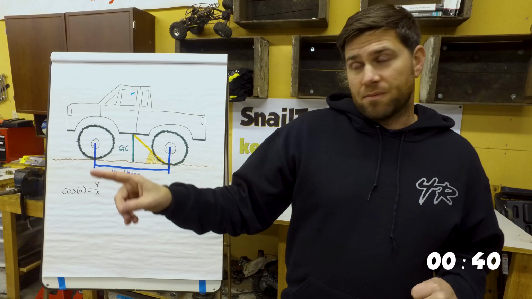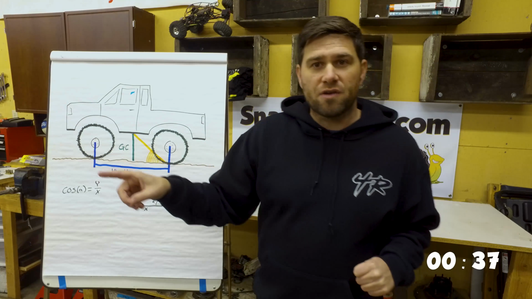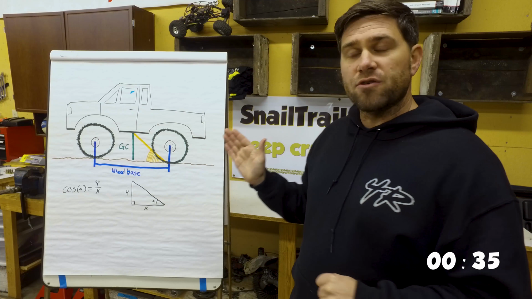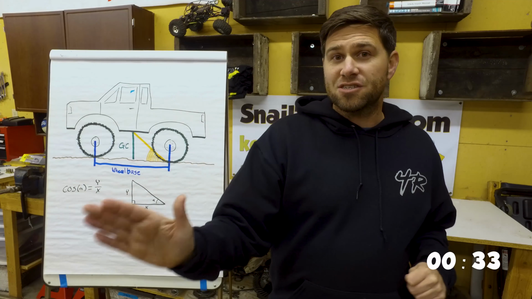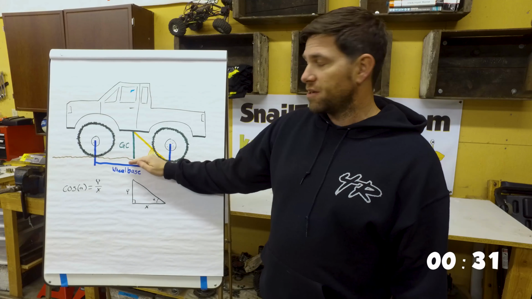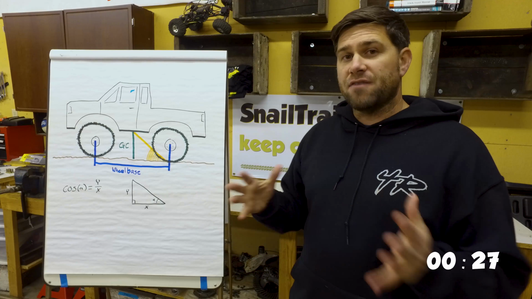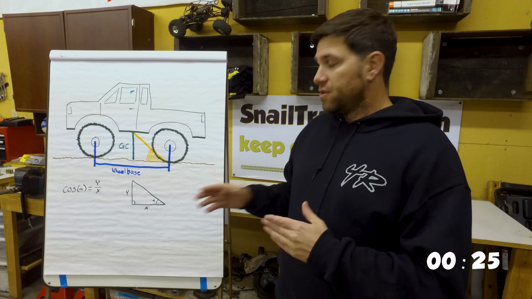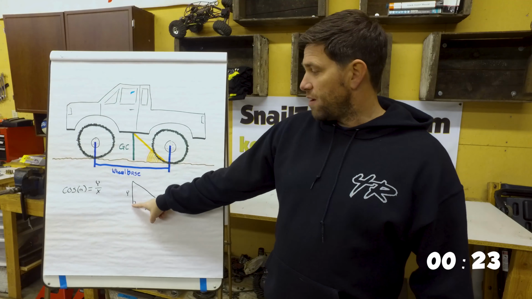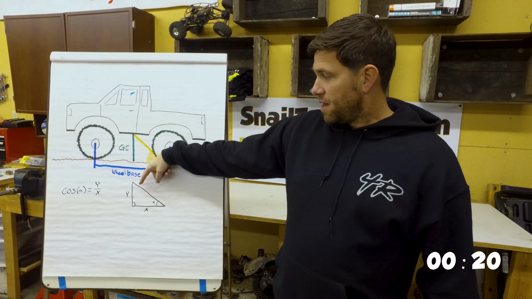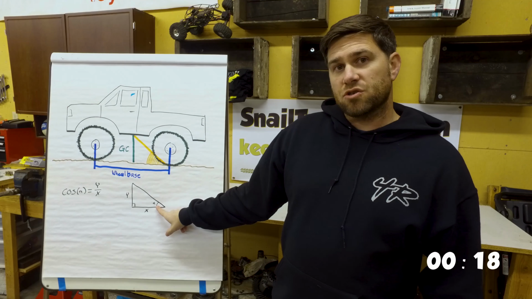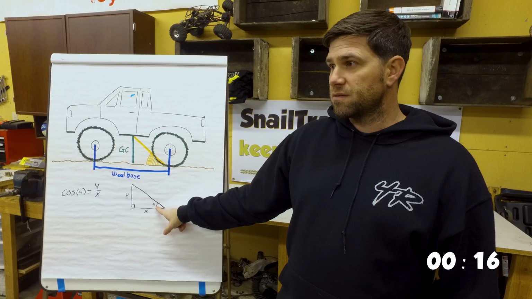I did it for my buddy's 4Runner right over here. He's got a wheelbase of 109 inches. He's got the ground clearance of 21 inches. So half of 109 is 54. So you got 54 down here. You have 21 going up here. And his angle is 21 degrees.